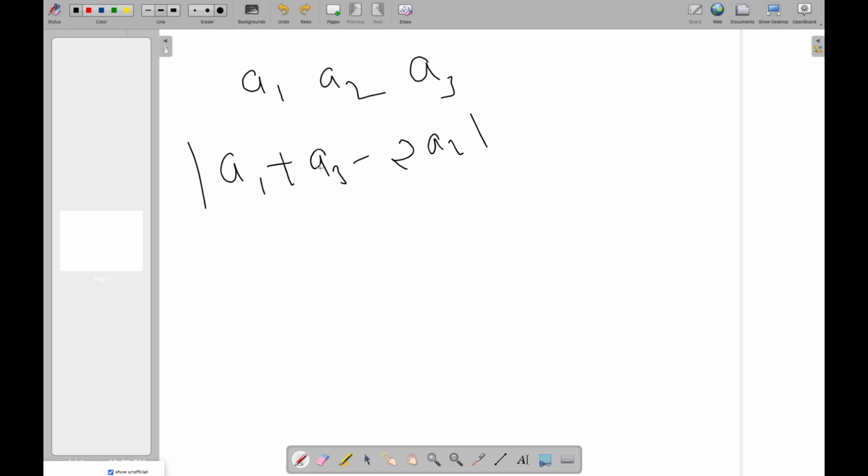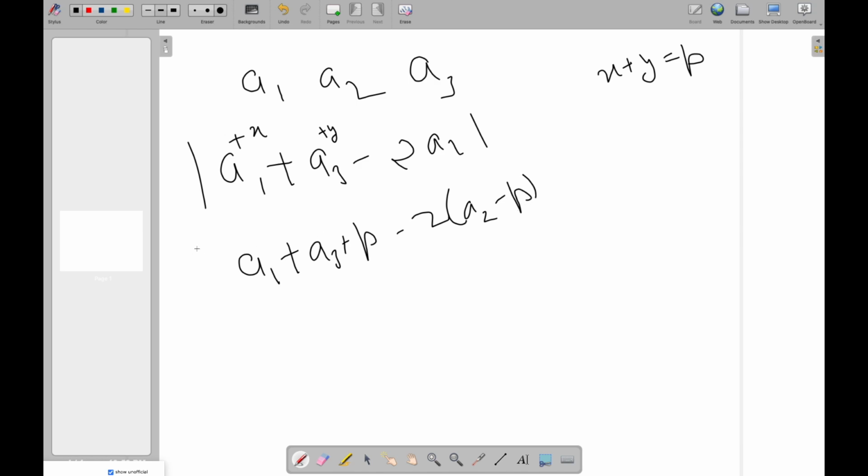Now, I have A1, A3. Let's say I increase A1 by x. x can be negative. I increase A3 by y. And x plus y is total, let's say p. So what happens is A1 plus A3 plus p minus 2 times A2 minus p. Now p can be negative or positive, doesn't matter. So it becomes A1 plus A3 minus 2A2 minus 3p. Or I can write it plus 3p because p can be whatever constant I want. So this is the final expression.